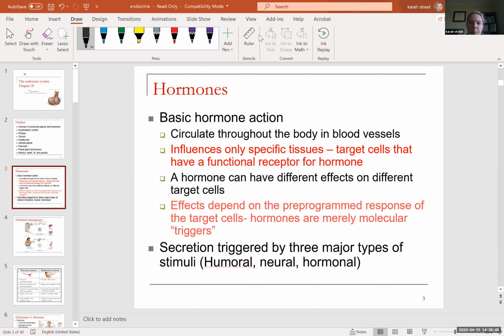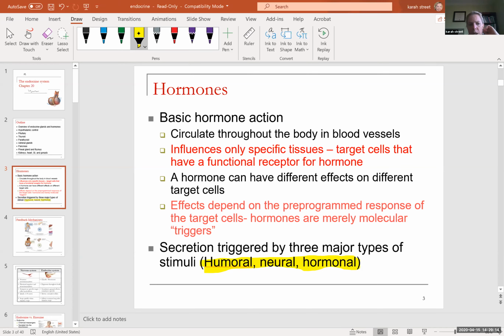So that's what I mean by pre-programmed. The effects of a target cell are pre-programmed. It's their gene expression. The three major ways that endocrine glands release their hormones are through these three mechanisms.